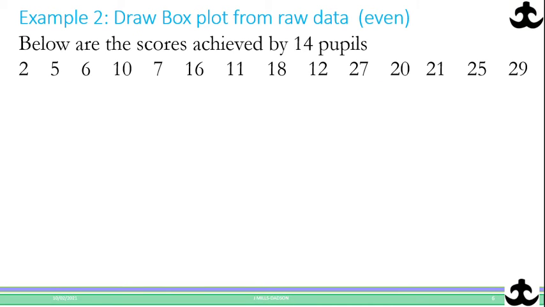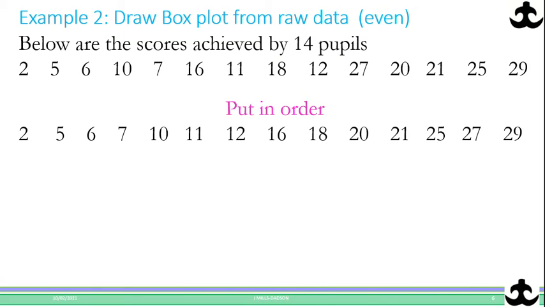Second example is where we have the observation in data is even. Let's put it in order as usual. Let's work out the median. We cross from both ends. Here there is no single number, so we work out the median by working out the average of 12 and 16.